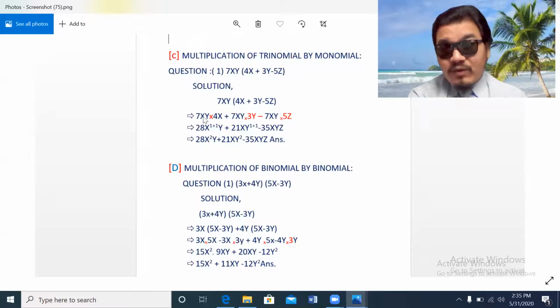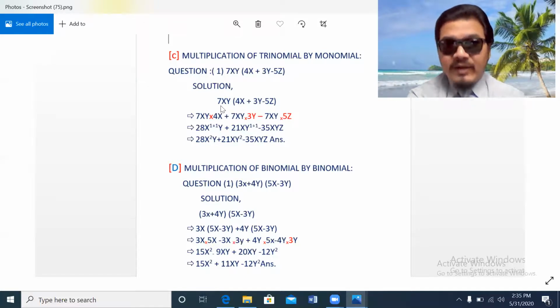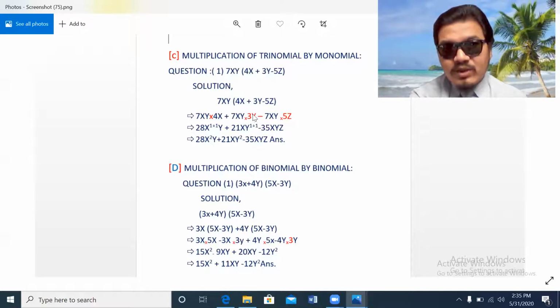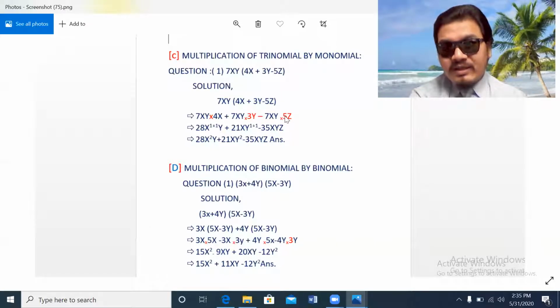Look, first of all, while opening the bracket, the 7xy outside the bracket will multiply with this 4x. Again 7xy is multiplied with 3y, and this minus sign here, then again 7xy will multiply with this 5z. This is the second step.